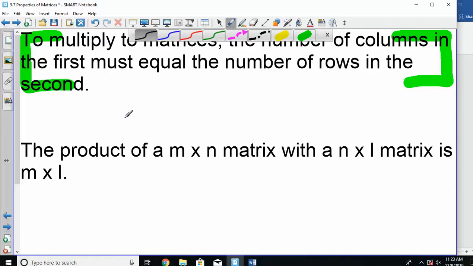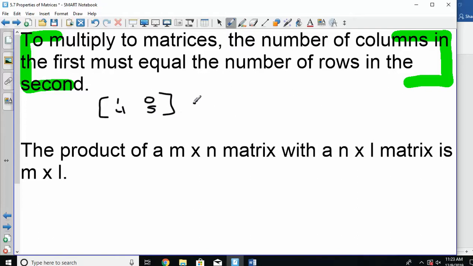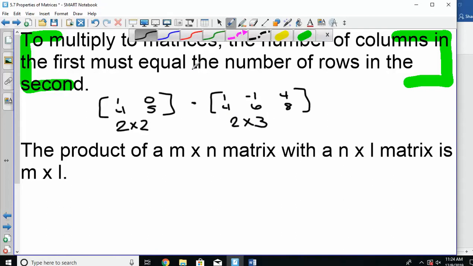Easy way to think about this. I gave you a matrix. What's the size of this first matrix? So 2 by 2. What's the size of the second matrix? 2 by 3.